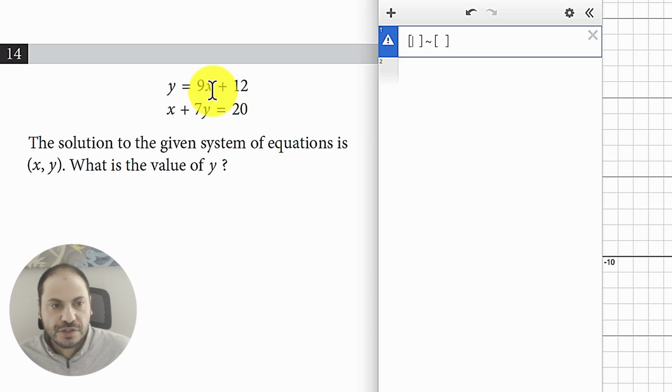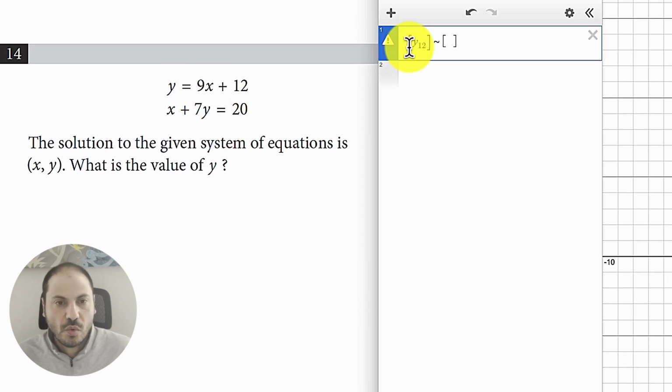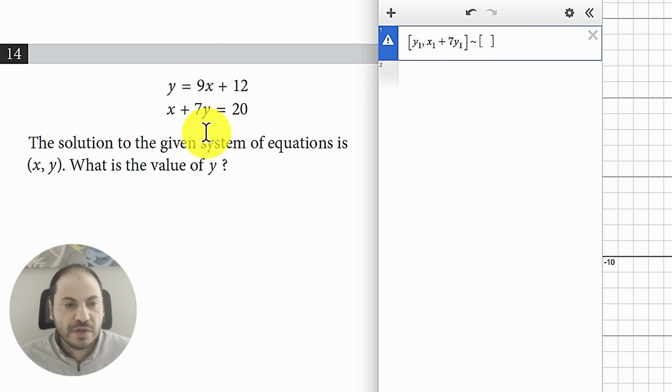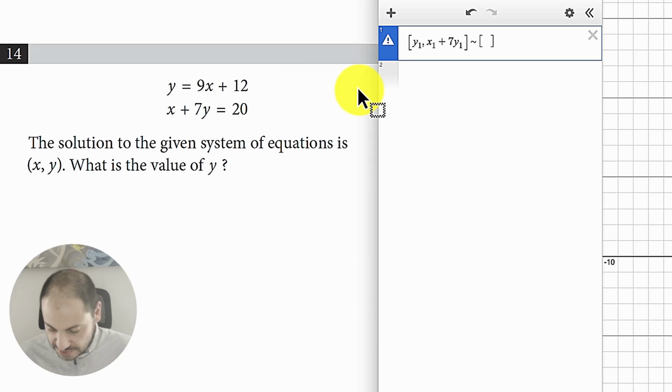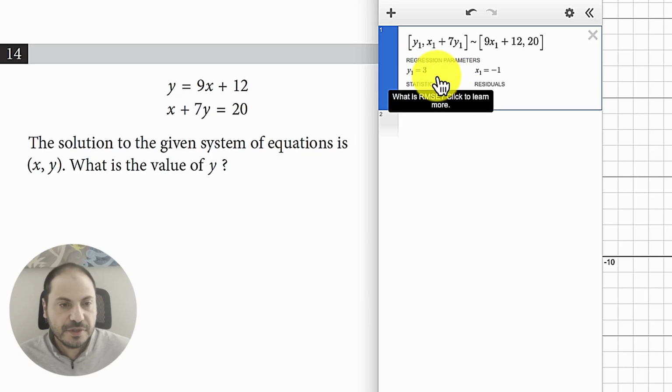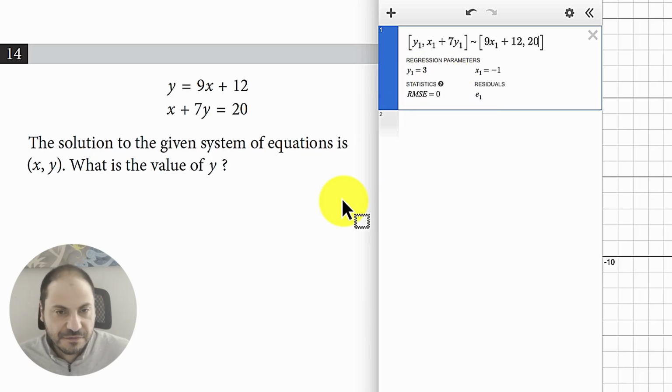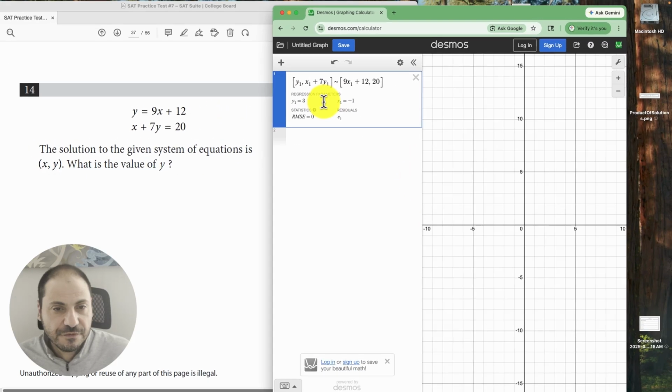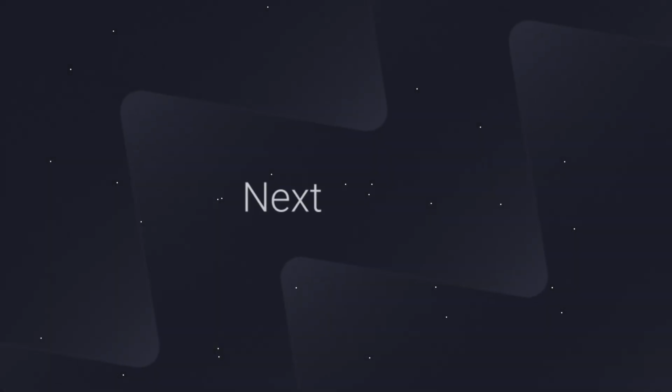The first one is y, so we use y1, then a comma, and then for the second equation, the left of the equal sign is x1 plus 7y1. I separated that by a comma, and we do the same thing for the right side. So 9x plus 12 becomes 9x1 plus 12, comma, 20. You can see y1 equals 3. Probably just graphing it is easier for this one, but I wanted to show you how to do it using regression, because it comes in really handy for more difficult problems.